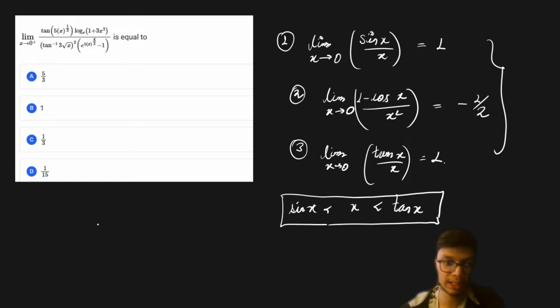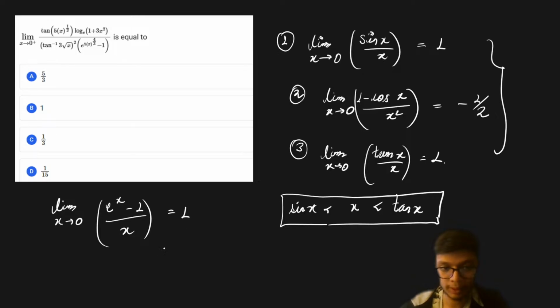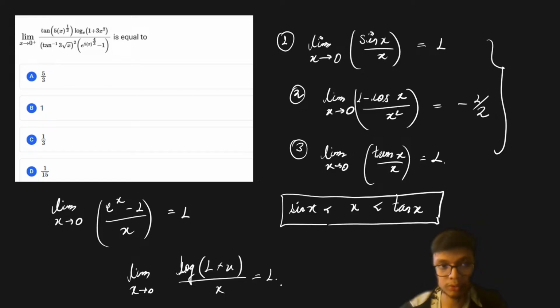Similarly, along with this trigonometric limit, some of the logarithmic and exponential limits are also very important. That is, the exponential limit, (e to the power x minus 1) upon x, is equal to 1, and as x tends to 0, log of (1 plus x) by x is also equal to 1. Please keep all these things in mind, and this is log base e. Please keep all these things in mind in order to solve this question.